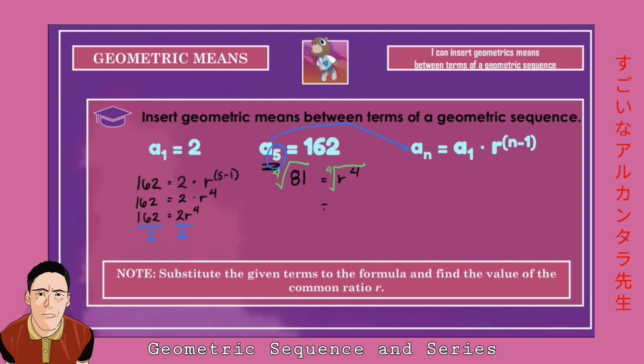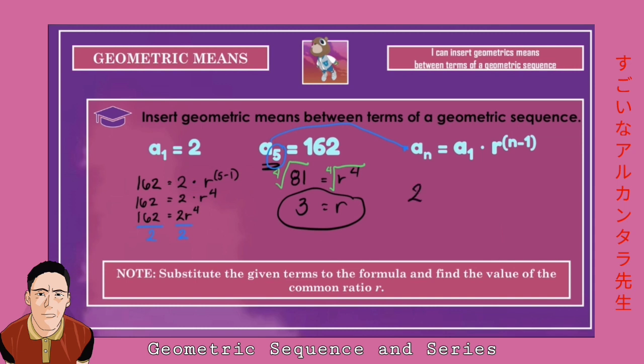So the fourth root of r raised to 4 is simply r. So you're just going to cancel it out that way. Now, how about for 81? What's the fourth root of that? It's going to be 3. So your common ratio is 3. Now, what do we do now that we got r equal to 3? You can now insert the geometric means.